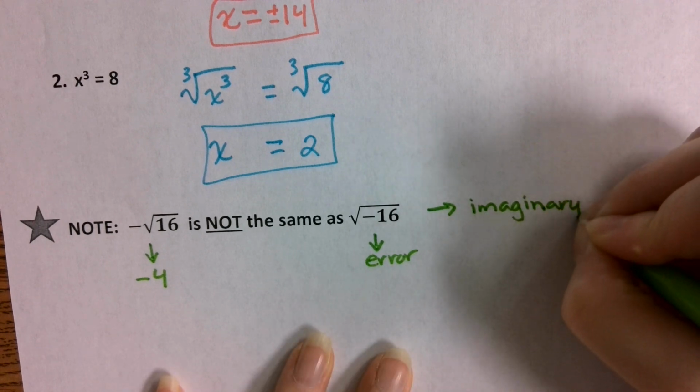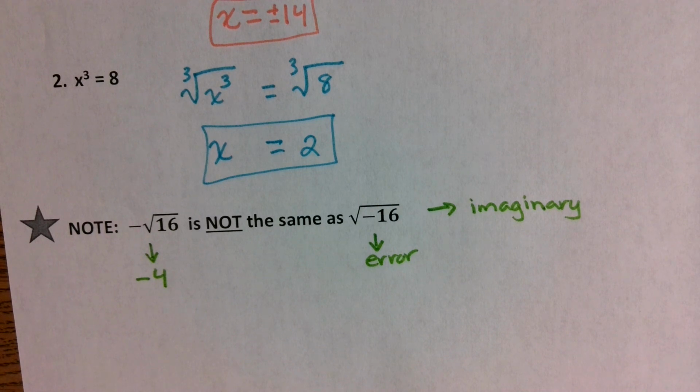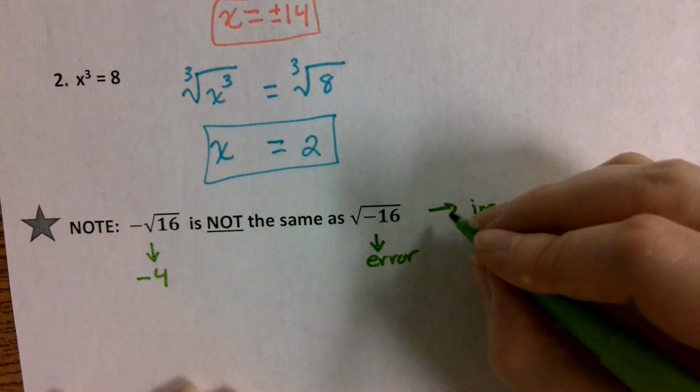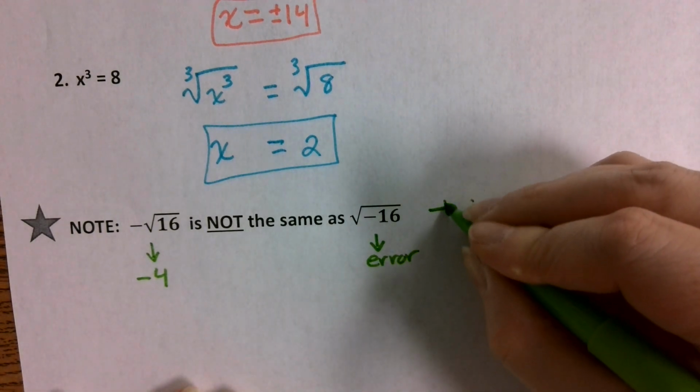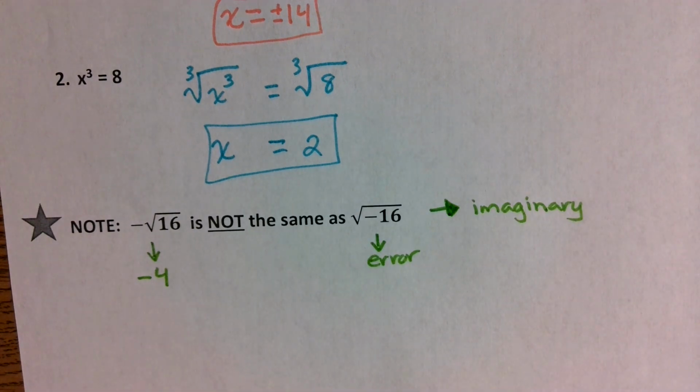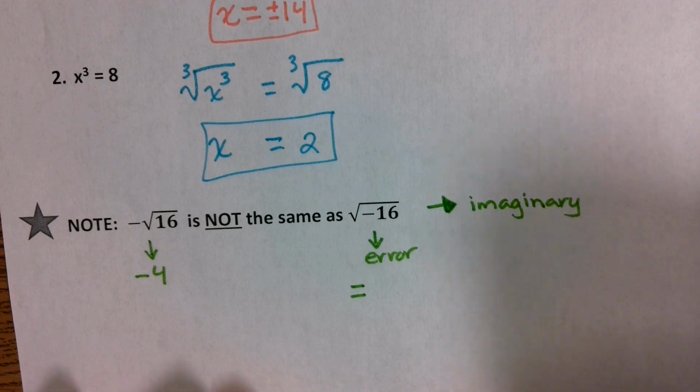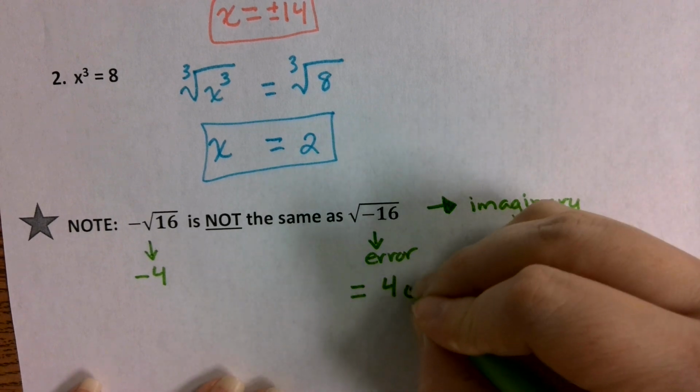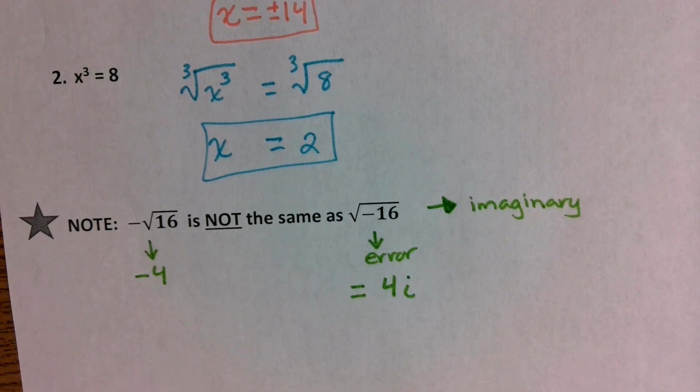So just like we had the list of all real numbers, there are such things as imaginary numbers. And imaginary numbers have negatives inside of radicals. So if you want to get down to what this really is, this is considered 4i. And I'll even show you why.